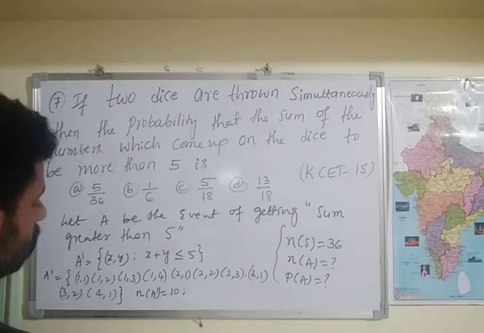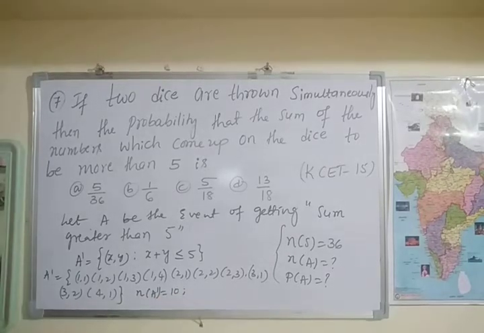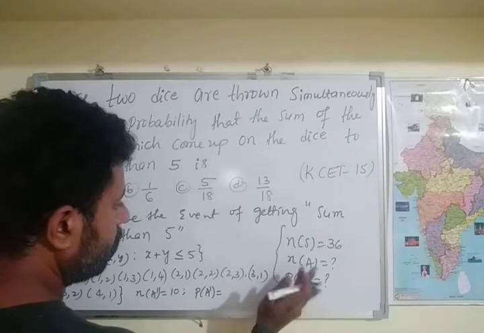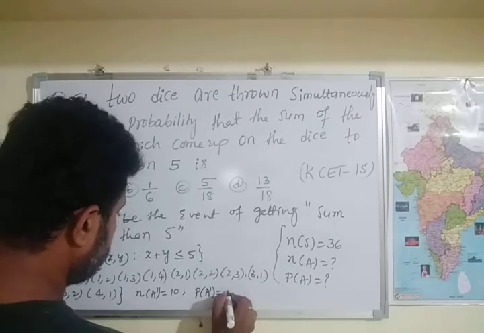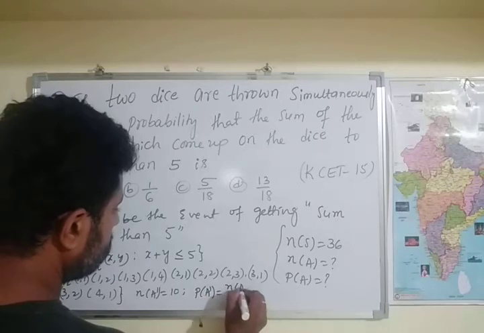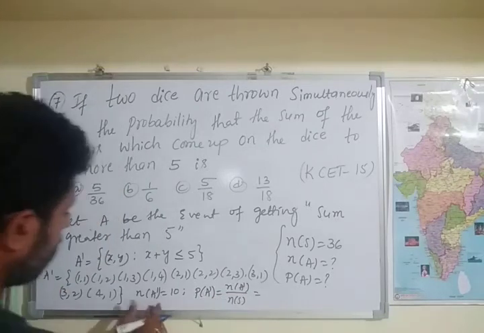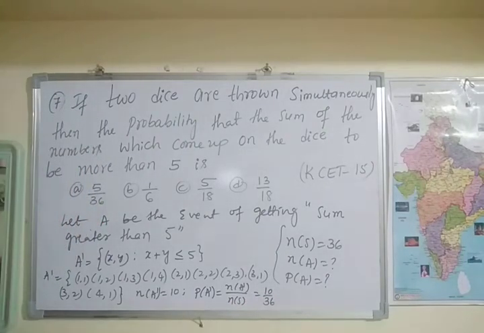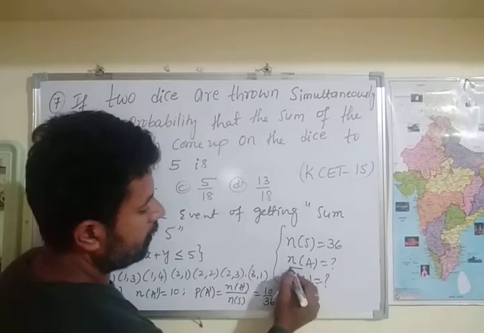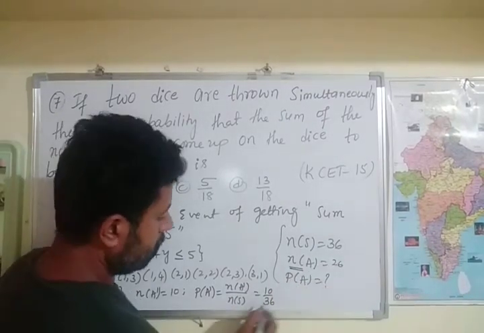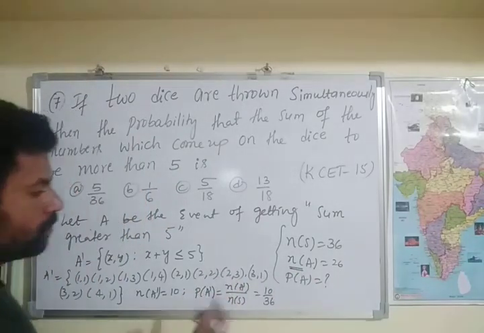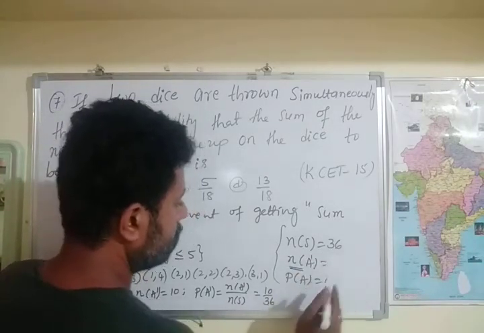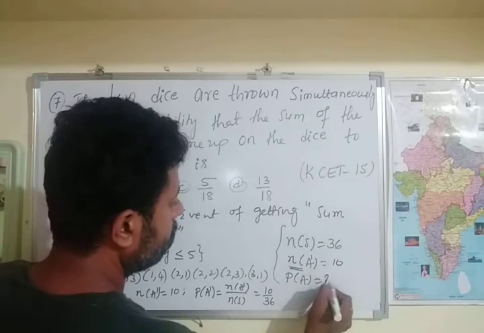Now we have to find P of A dash. P of A dash is n of A dash divided by n of S. Here n of A dash is 10, so 10 divided by 36. Here n of A we get 26, but here we find the inverse, the not-A results. So n of A dash is equal to 10 results.